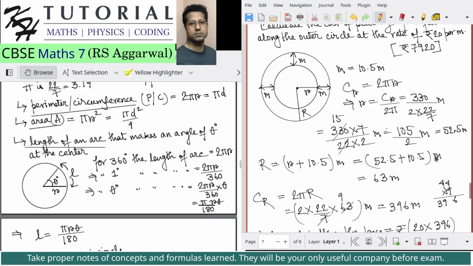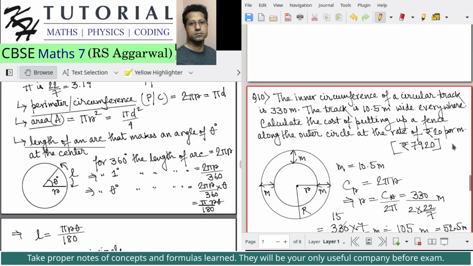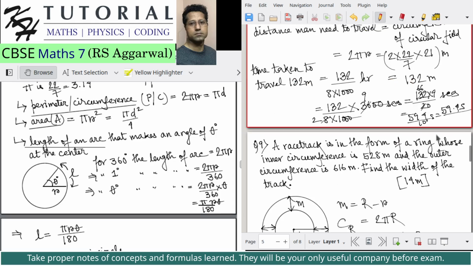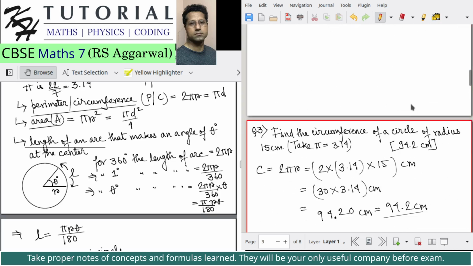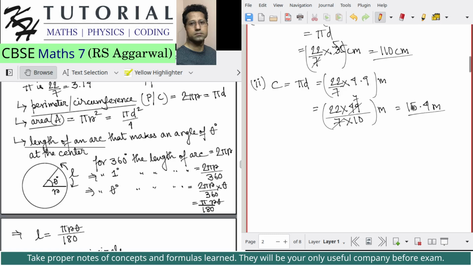So this brings to an end the solving of the first 10 problems of exercise 20E. All of the problems in this exercise are based on the circumference of a circle. There are many more, so the remaining problems of this exercise I will solve in the next video. So please stay tuned for that.